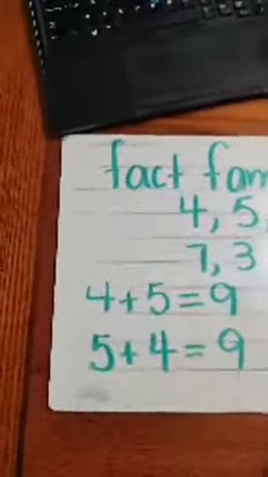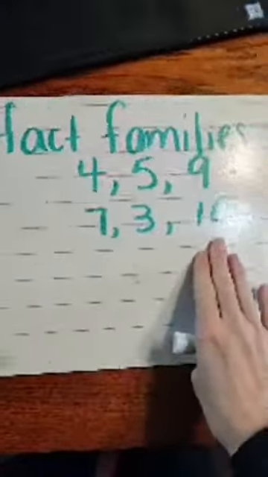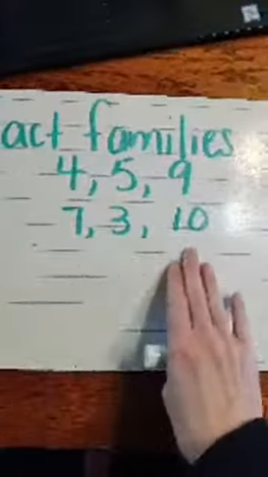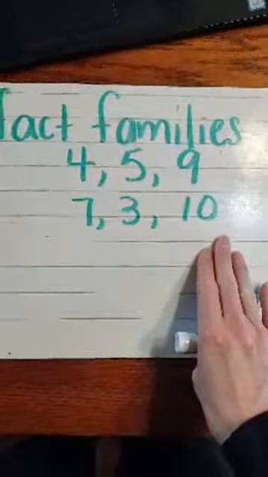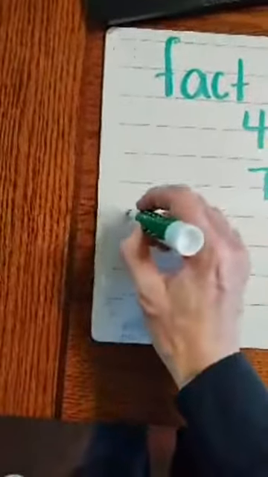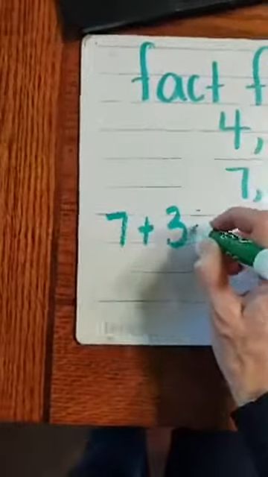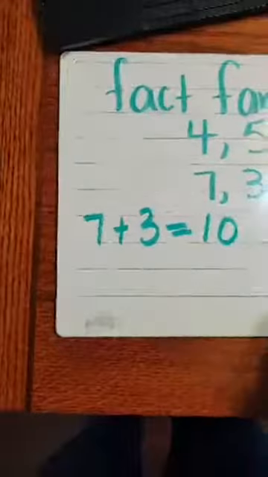Alrighty, let me erase, and I've got the numbers already right there that we are going to use. So we're going to use 7, 3, and 10. Okay, so remember, when we're doing our addition facts, which do we start with? The two smallest or the biggest? You got it. Addition facts, we start with the two smallest numbers. 7 plus 3 equals 10.